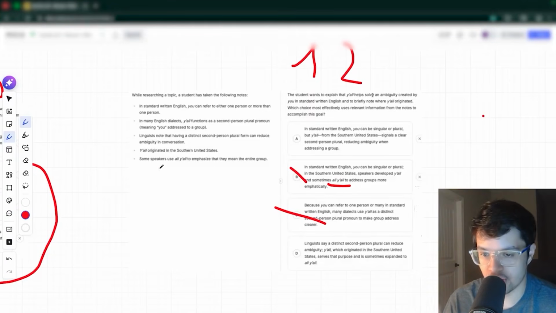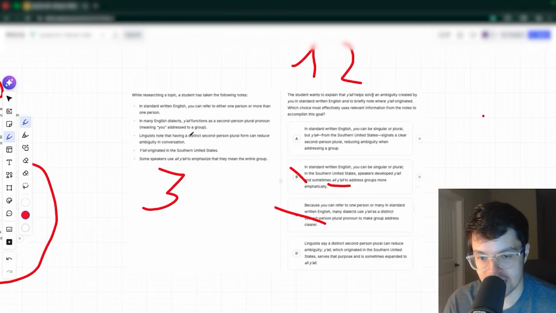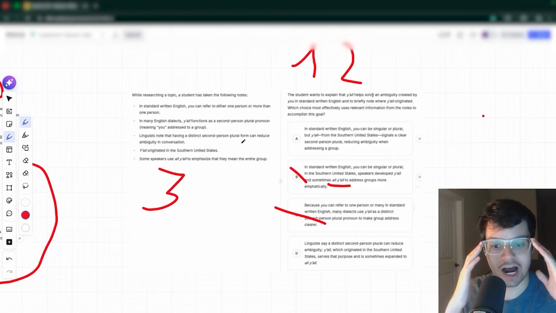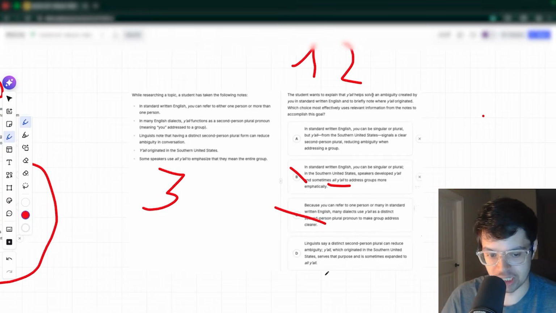I probably will look at the notes now. So we look at the notes, in standard written English, you can refer to either one person or more than one person. Y'all is a second person plural pronoun. Linguists note that having a distinct second person plural form can reduce ambiguity. It originates in Southern United States and they use, so really, I'm not seeing anything in the notes either for this one to help me distinguish between them because both of these do mention correct information. They're both right. So the United States, it says they can have reduced ambiguity, all these things.